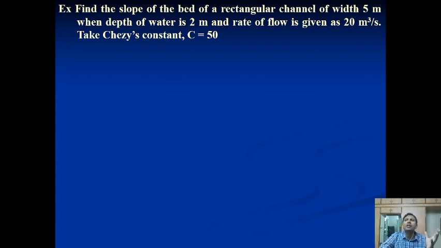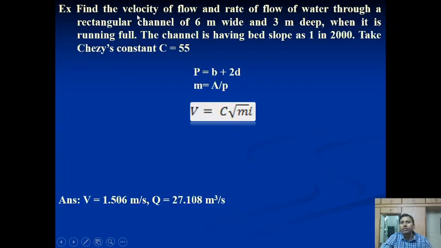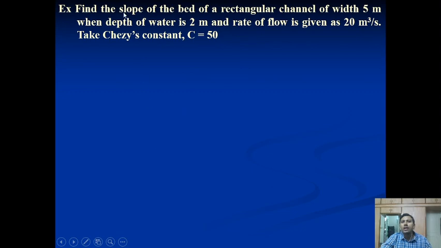And see that in Chezy's equation, we have derived C under root of M into I, right? And in the same way we derived discharge. So these are the altering parameters that we can find out by help of the examples. For example, find the slope. In the earlier example, we found the velocity, and through that we found the discharge in the channel, right? So these are the alternate examples.